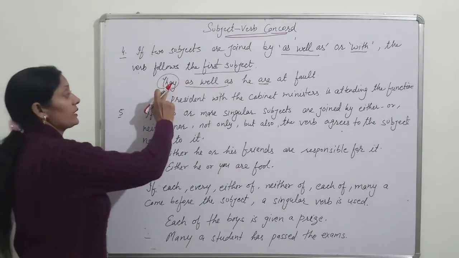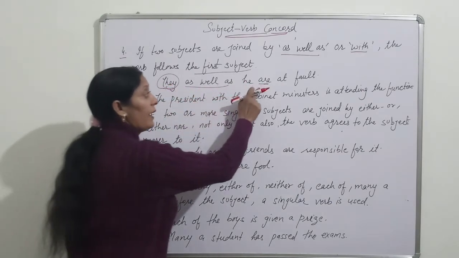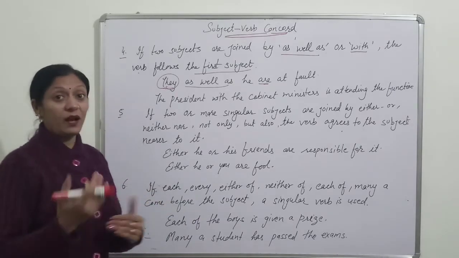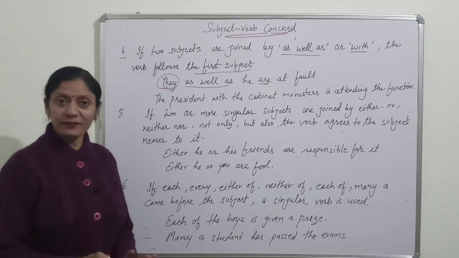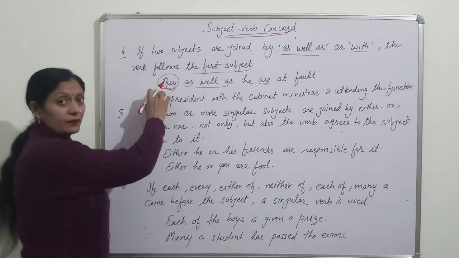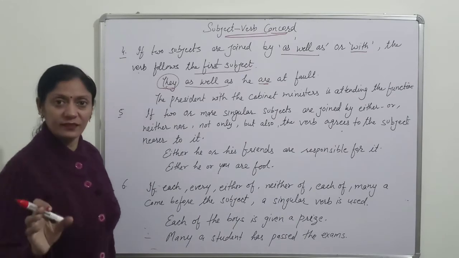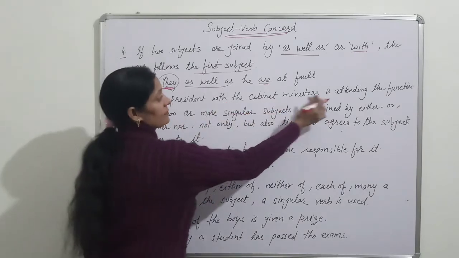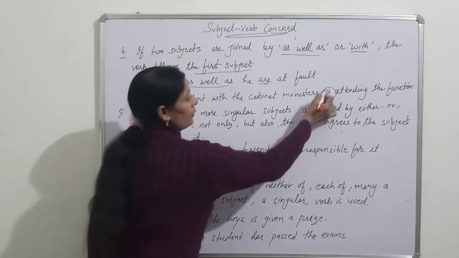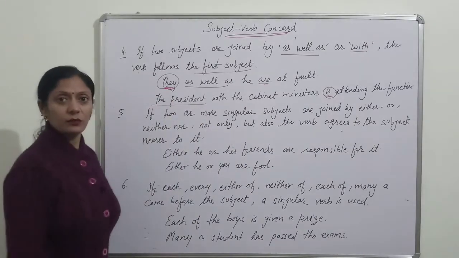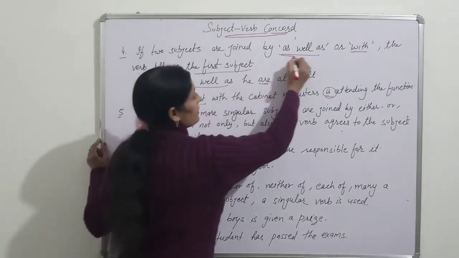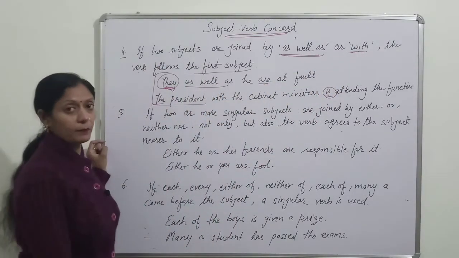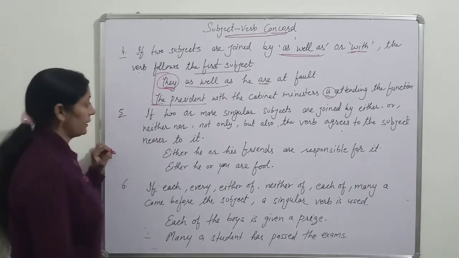Suppose I is the subject. I as well as you am at fault. I know this one is somewhat odd in listening. I as well as you am. But according to grammar, this one is a completely correct sentence. Okay. The verb agrees with the first subject. The president with the cabinet ministers is. We are using here the verb according to the first subject. Okay. If two subjects are joined by as well as or with, the verb agrees with the first subject. Remember this.